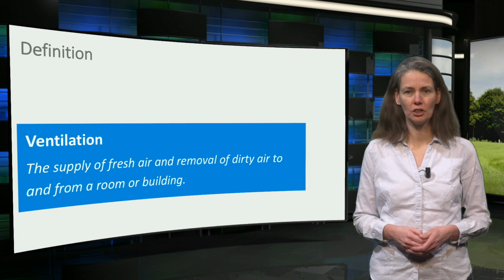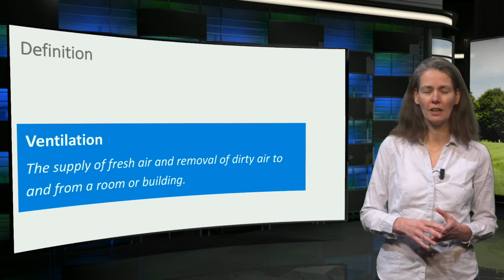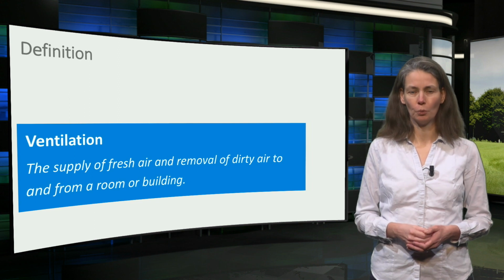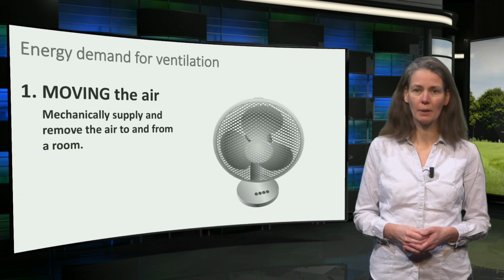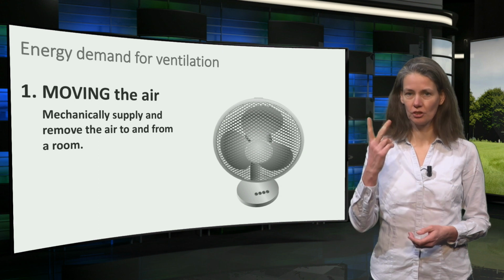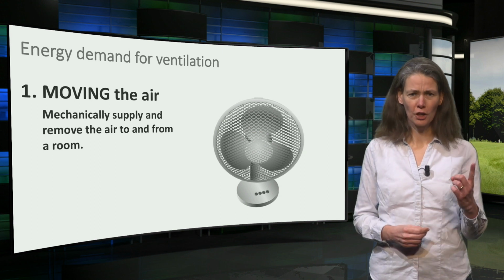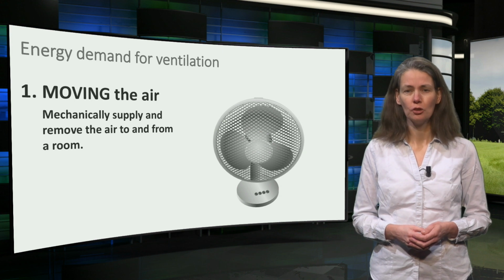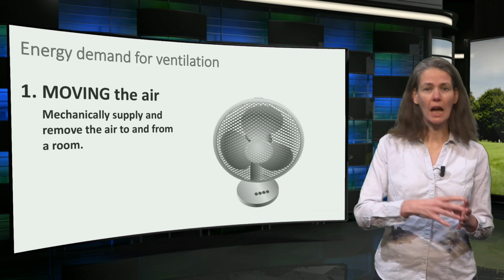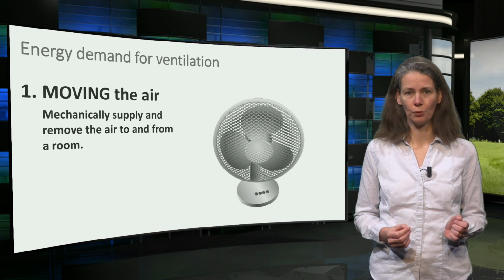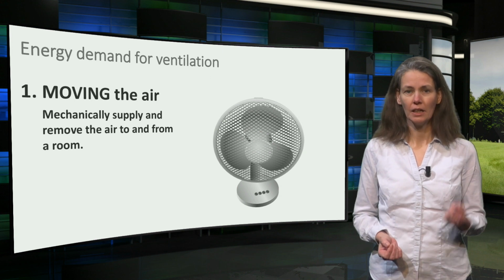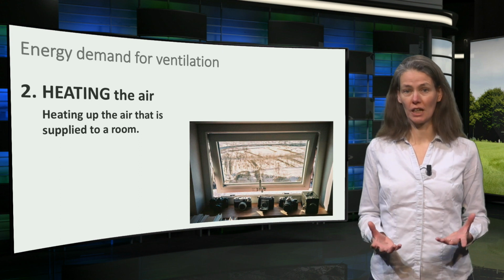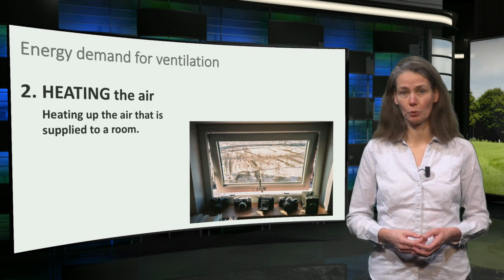Ventilation is by definition the supply of fresh air and the removal of dirty air to and from a room or building. The energy demand for ventilation consists of 2 aspects. The first aspect is the electrical energy necessary to mechanically supply and remove the air to and from the room using a fan.